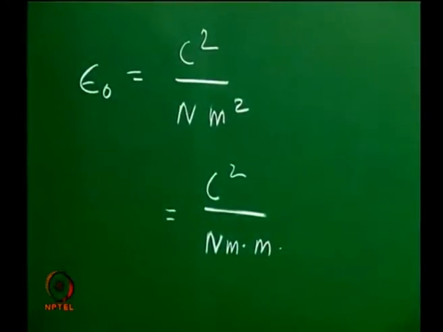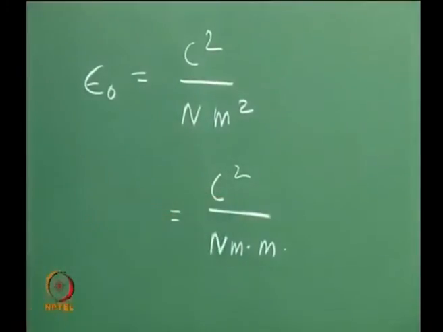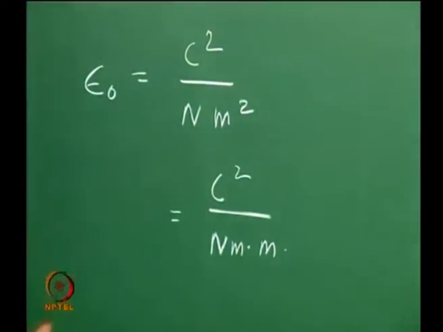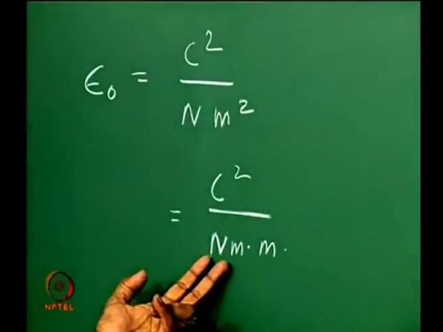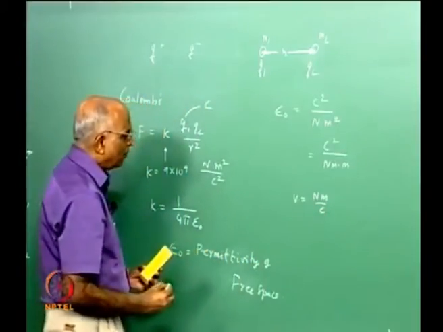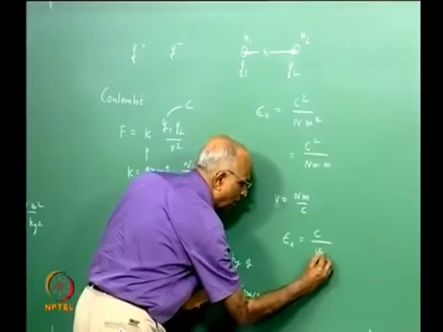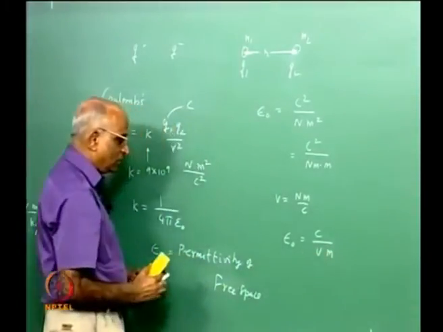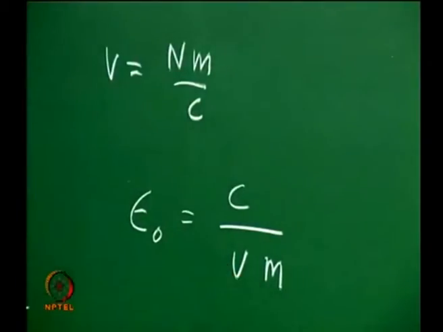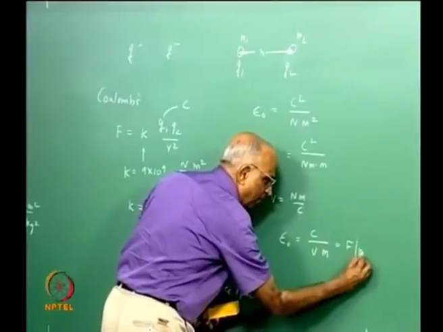Newton meter is the work done, Coulomb is the charge, and how do we define potential difference between two bodies? It is the work done in taking unit charge from a lower potential to a higher potential. Therefore, I can write voltage as work done in taking unit charge, and therefore epsilon 0, permittivity of free space, equals Coulomb divided by voltage into meter. Volts is the potential difference, and charge by potential is the capacitance farad, so the unit is farad divided by meter.